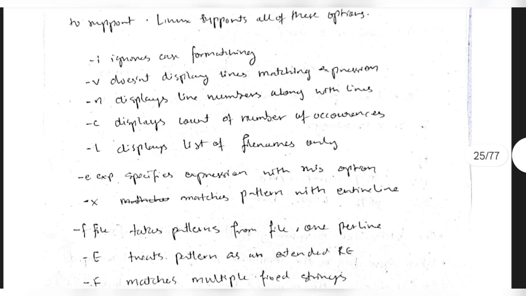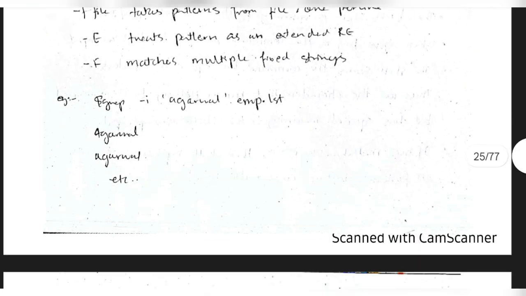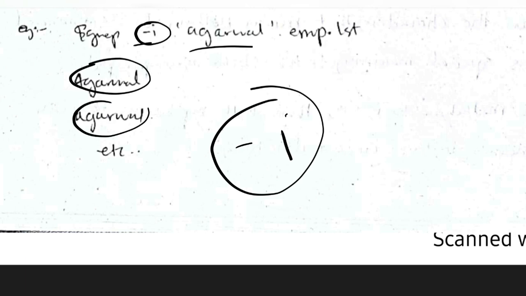And grep with options: there are some options, like -v, which doesn't display the lines matching the expression, and -n, which displays the line numbers along with the line, and so on. There are many options. You have to write a few of them with an example. For example, for ignore case: if you want to search for Agarwal without caring about case sensitivity, you use dash i. It will ignore the case. So all the places where Agarwal has occurred will be displayed regardless of the case, whether capital or small letters.